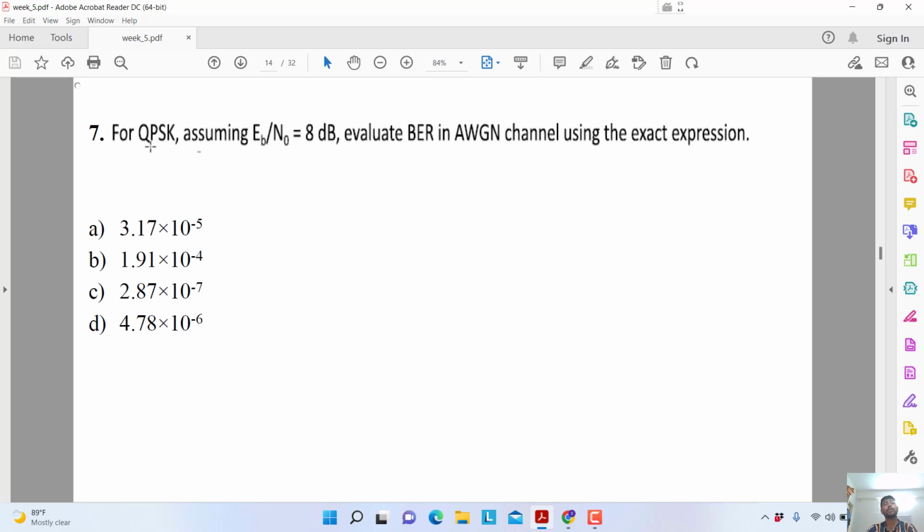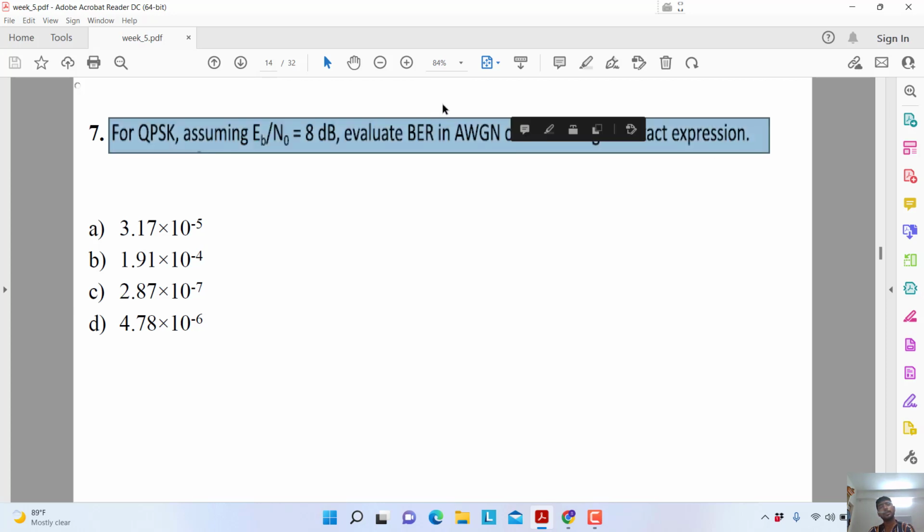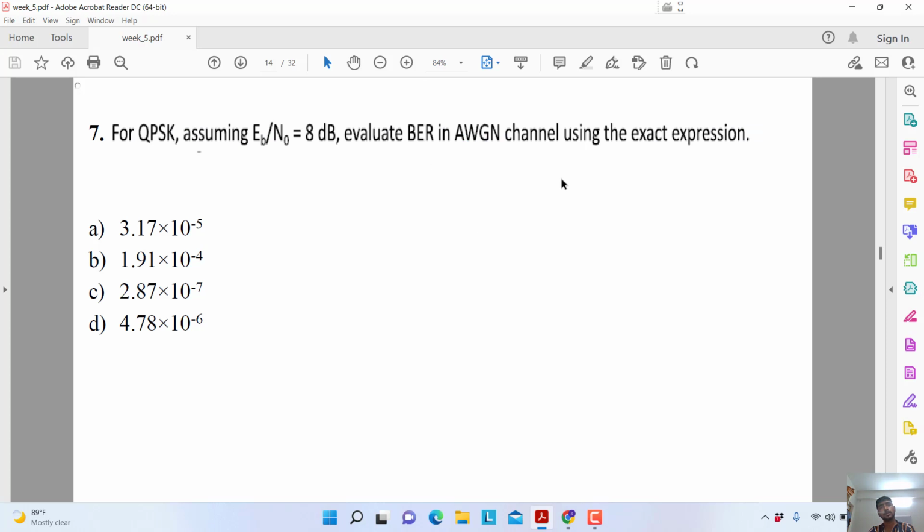Next question is that for QPSK, assuming Eb/N0 is 8 dB, evaluate the BER in an AWGN channel using the exact expressions. Here Eb/N0 is given. We have to calculate the BER in the AWGN channel. The channel is given as AWGN, and our SNR is given as 8 dB.